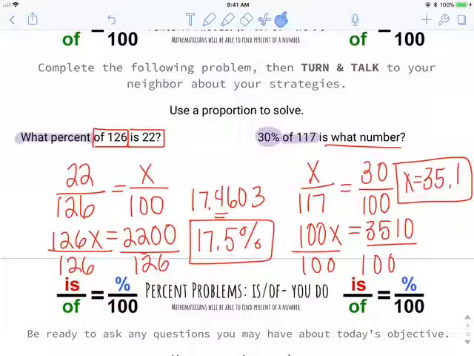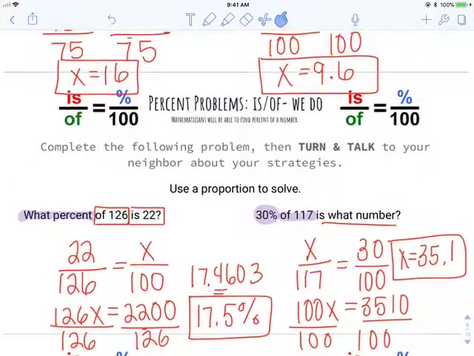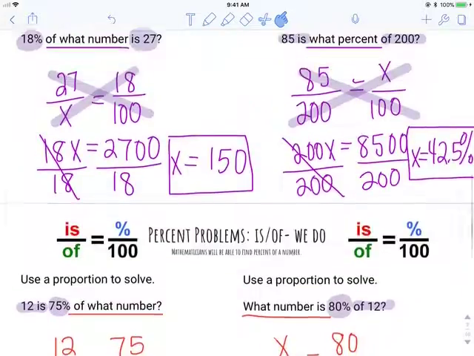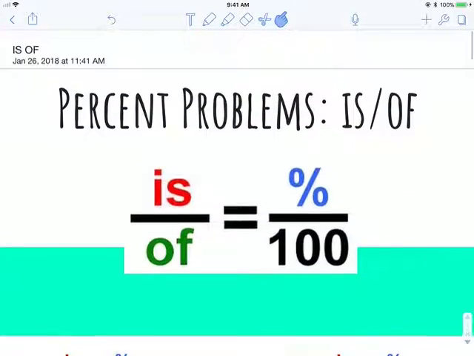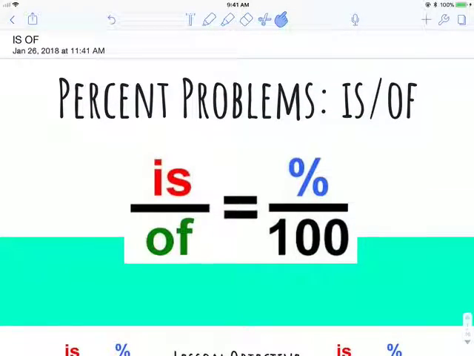All right, so we're going to stop there. Hopefully you've seen enough examples. They're all pretty much the same. You just really have to rely on the setup. So kind of going back to the top of your notes, this picture is the key to how you solve all is over of problems.